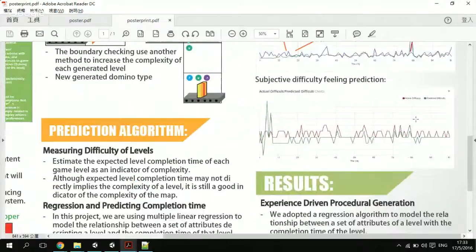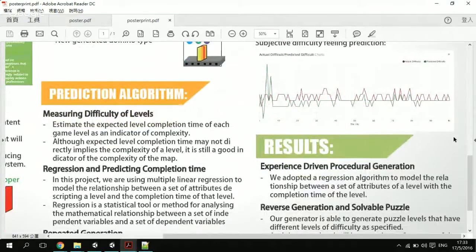For the subjective PEM, we found that the result is not that good because the prediction is not that close to the actual difficulty indicated by the player. And another problem of using subjective PEM is that the player has to answer a question every time after finishing a level, so the gaming experience may not be that good.